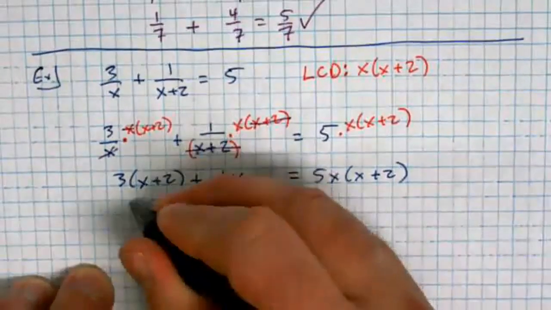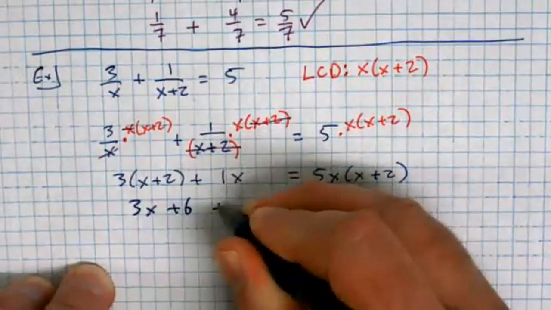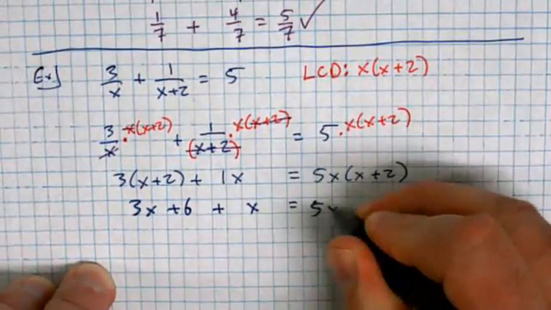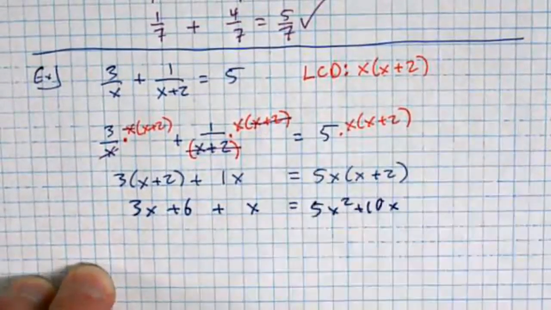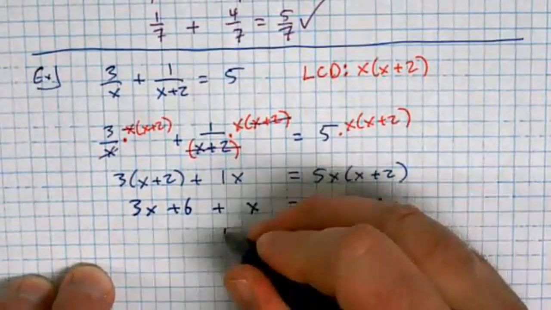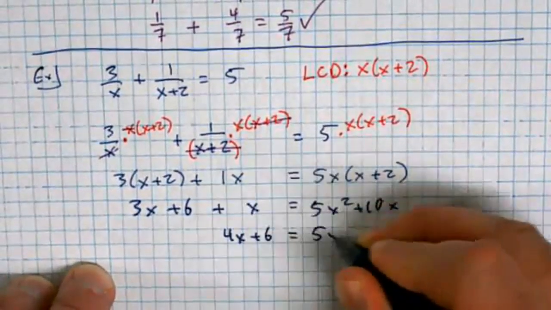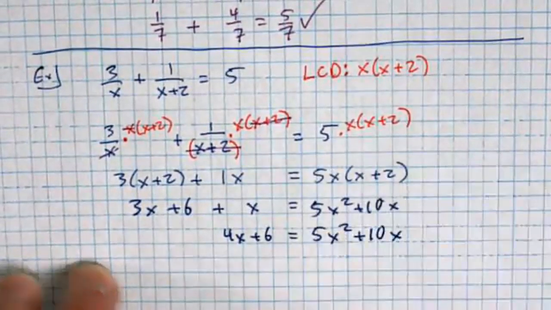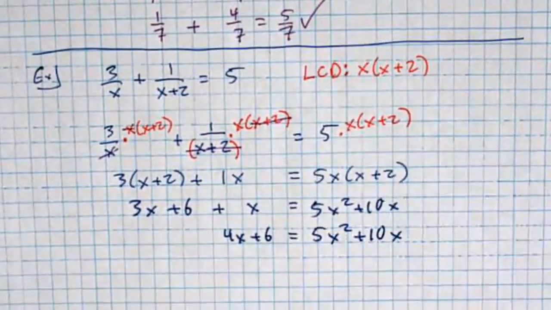All right, let me catch up to you guys. Did you end up with 3x plus 6 plus x equals 5x squared plus 10x? And you probably did some combining like terms and turned this into 4x plus 6 equals 5x squared plus 10x, maybe? That looking good so far? Yeah, that's a quadratic, right? How do we solve quadratics? Yeah, we got a couple options. What are our options? Yeah, give me one. Quadratic formula, in which case we need a 0 on one side. Or what's the other option? Factoring, in which case we also need a 0 on one side.